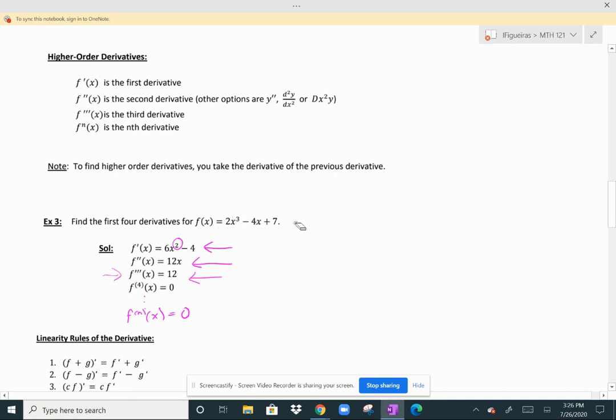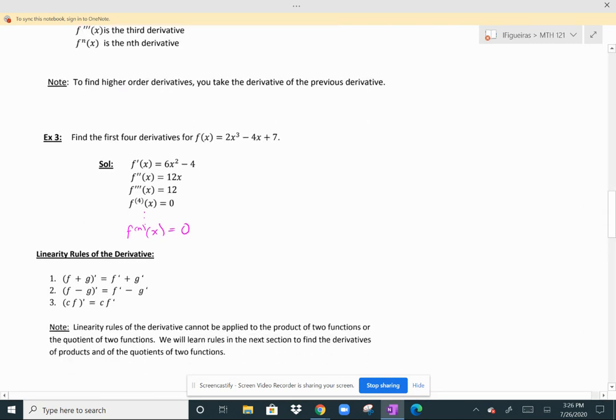So when you have polynomials, as you take derivatives, the function gets simpler in terms of degrees. And that will always be true with polynomials. It's not the same with radicals or rationals or trig functions, but with polynomials that will be the case.